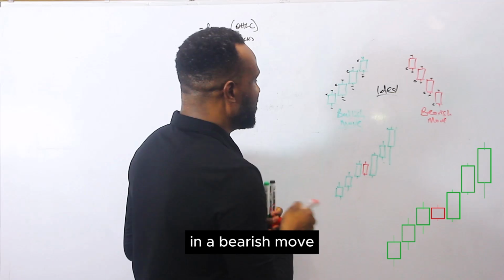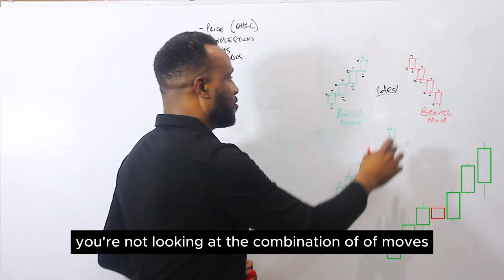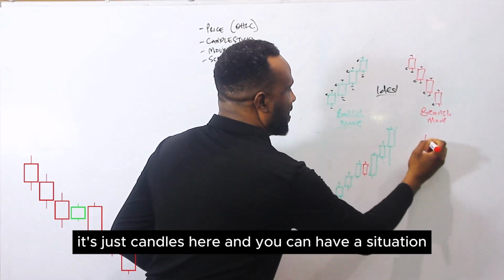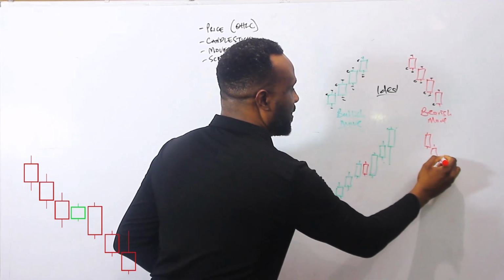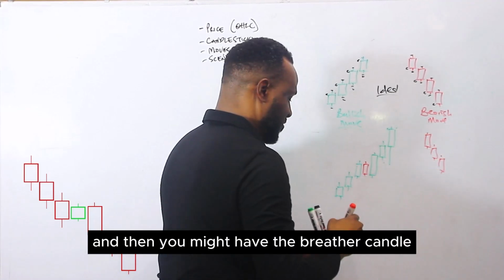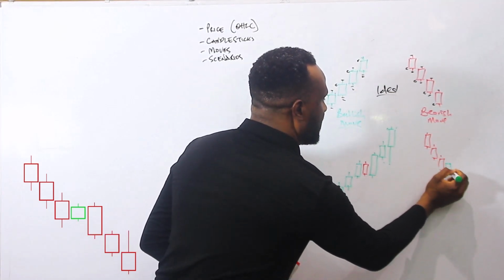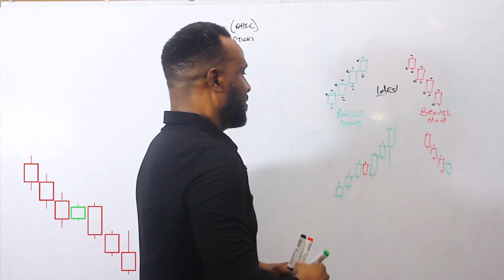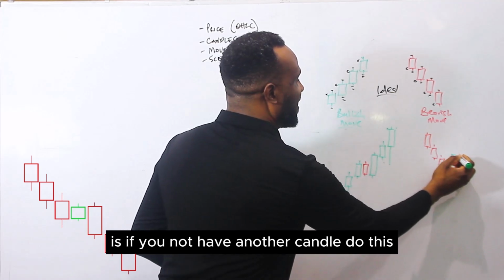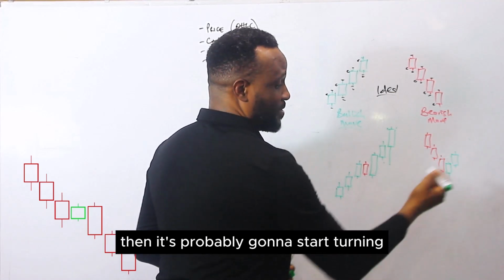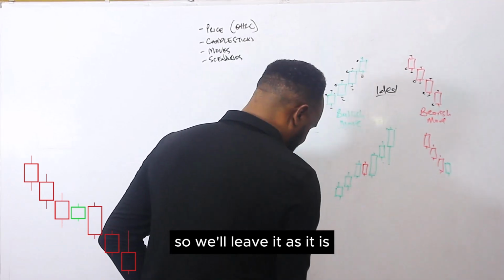It's the same thing that can happen in a bearish move. But remember, you're looking at just the candles. You're not looking at a combination of moves. It's just candles here. And you can have a similar sort of situation happen here, right? And then you might have a breather candle do something like this, right? The only way you will say this is starting to turn is if you now have another candle do this, then it's probably going to start turning. But that's not what we're trying to do. We're trying to look at a bearish move. So we'll leave it as it is.